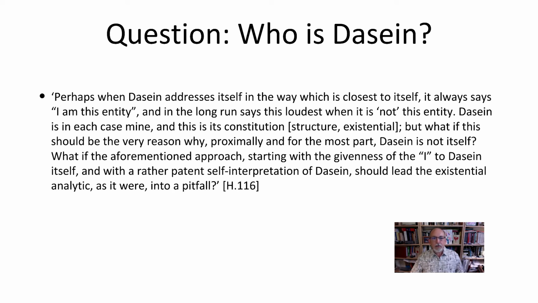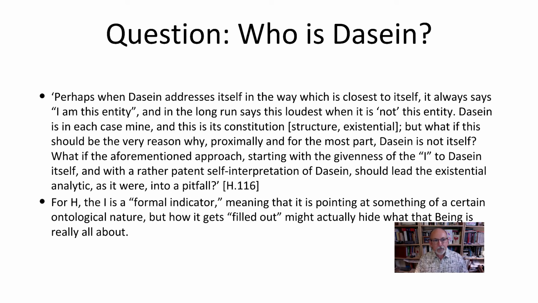What if the aforementioned approach, starting with the givenness of the I to Dasein itself, and with a rather patent self-interpretation of Dasein, should lead the existential analytic, which is what we're doing, this investigation, what if that, if we start with the ontic Dasein, what if that leads us into a pitfall? If I look at people and I say, well, who are you? And they say, I'm me. I'm the me that I become. Like, oh, maybe I should go with that. Heidegger says, be careful. That may lead us astray, right?